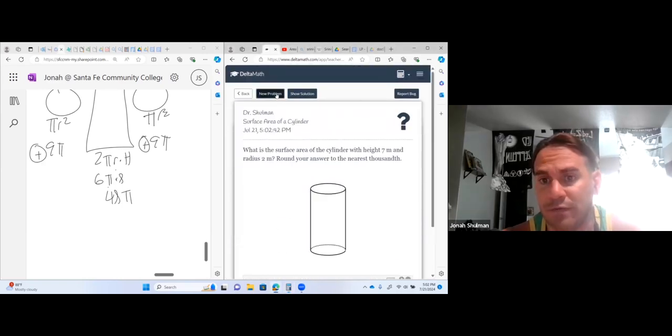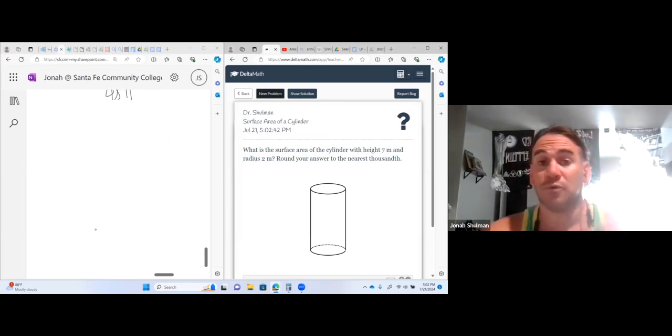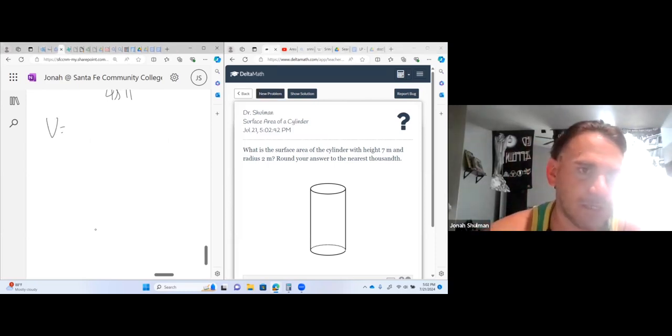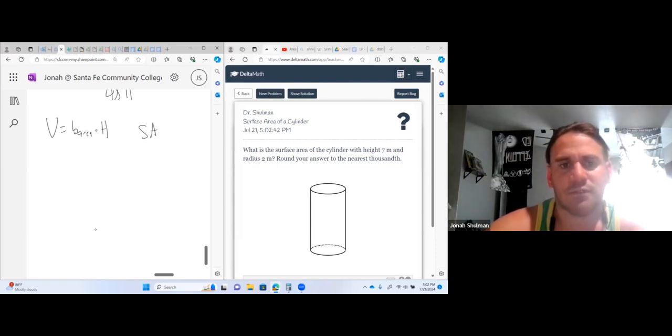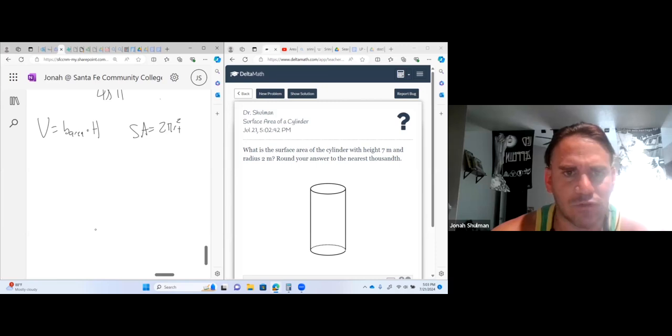I get frustrated when I can't remember stuff. All right. So we might as well do both. We'll do the volume on one side, base area times height, and we're going to do the surface area on the other side, which is what? 2 pi r squared, because we have two circles, plus 2 pi r h. Cool.